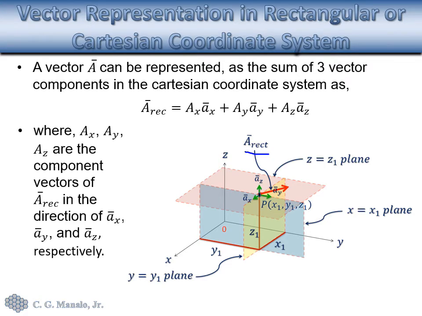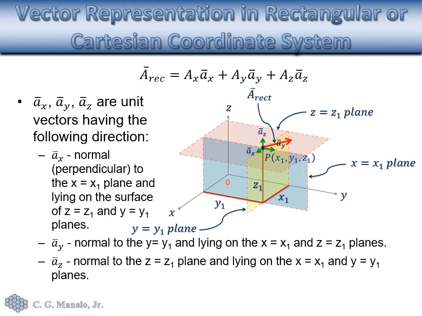Now that vector a sub rect can be represented by the sum of component vectors in the Cartesian coordinate system. That is, a sub rect is actually the sum of a sub x vector ax plus a sub y vector ay and a sub z vector az, where a sub x, a sub y, and a sub z are the component vectors of a sub rect in the direction of vector ax, vector ay, and vector az respectively.